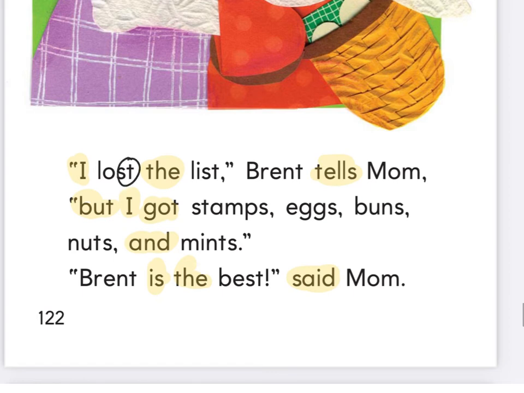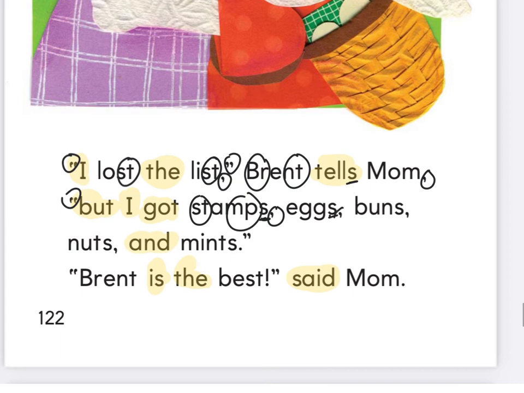I see st, lost. I see st, list. Oh, and I see quotation marks. Brent. There's an ending S on the word tells. You guys know M-O-M spells Mom. Quotation. Okay, I see a st, mp, and an ending S, comma, ending S, comma, ending S, comma, ending S, comma. There's an nt and an ending S and a quotation mark there. Okay, quotation, Brent. Exclamation, quotation. And you guys know M-O-M, Mom.